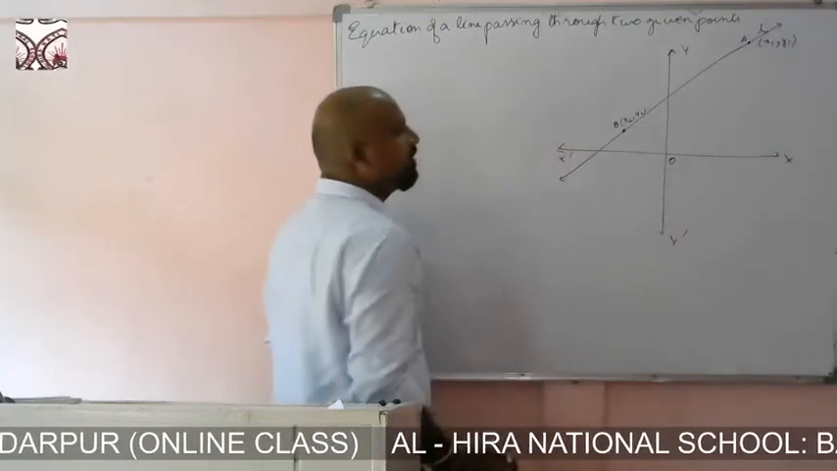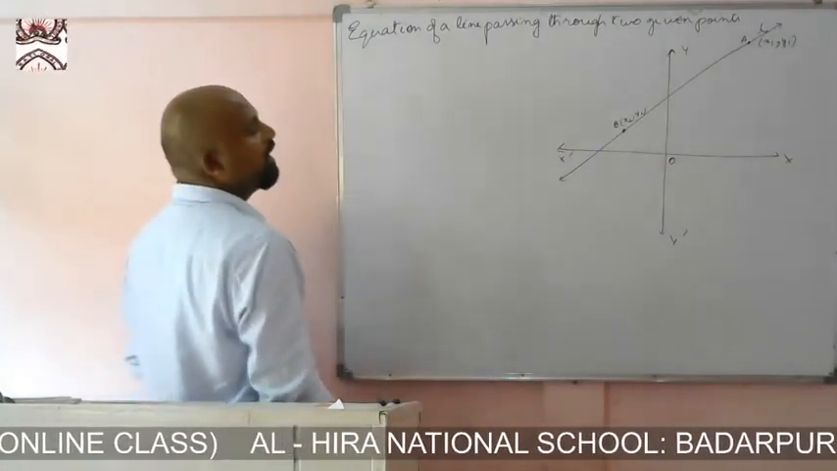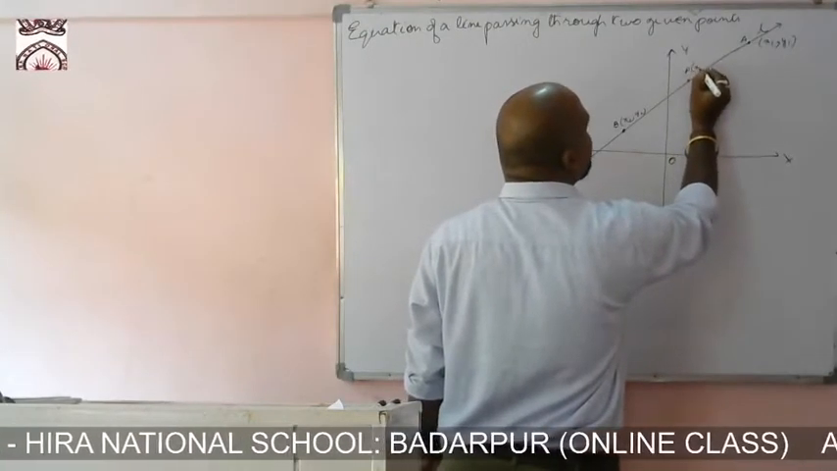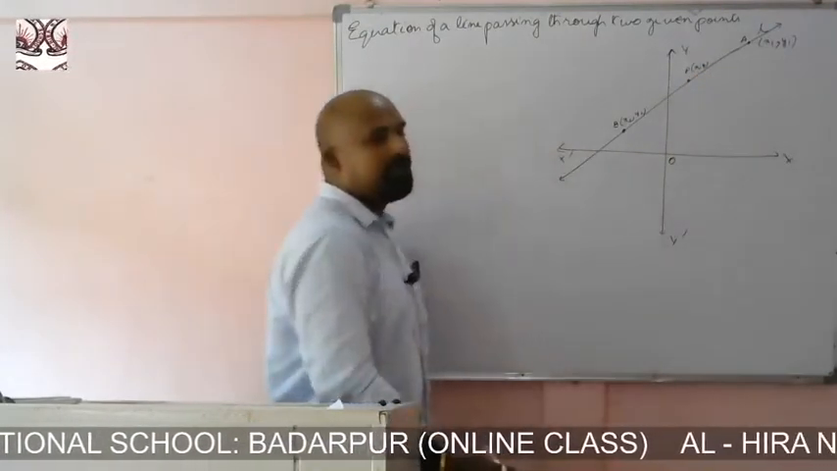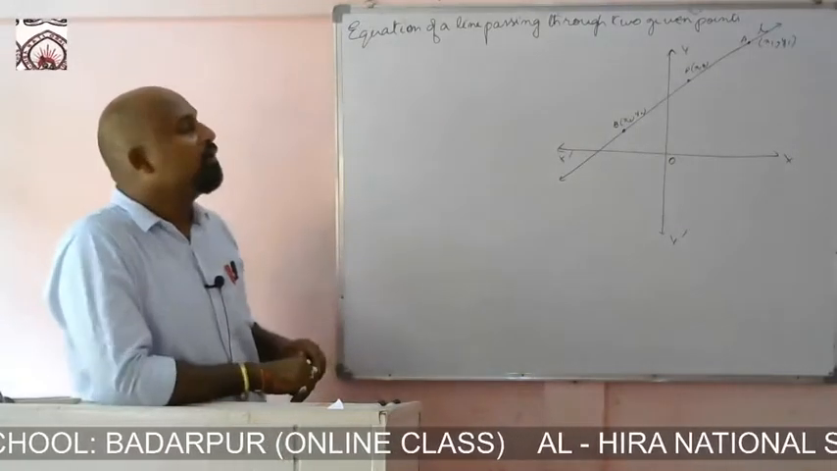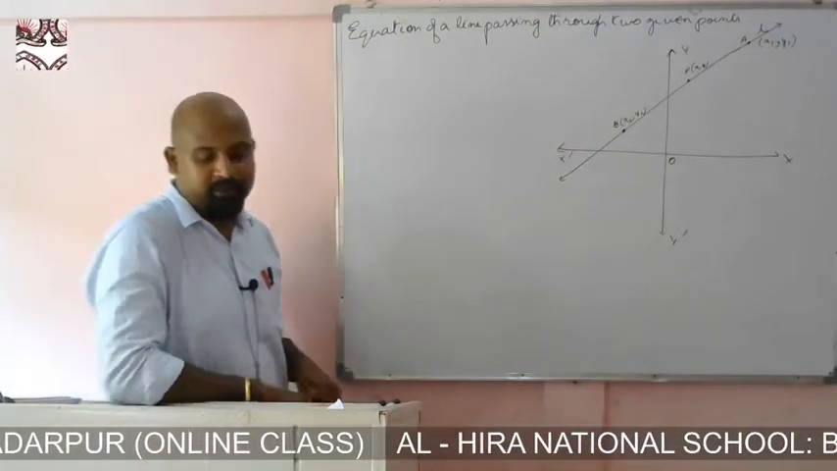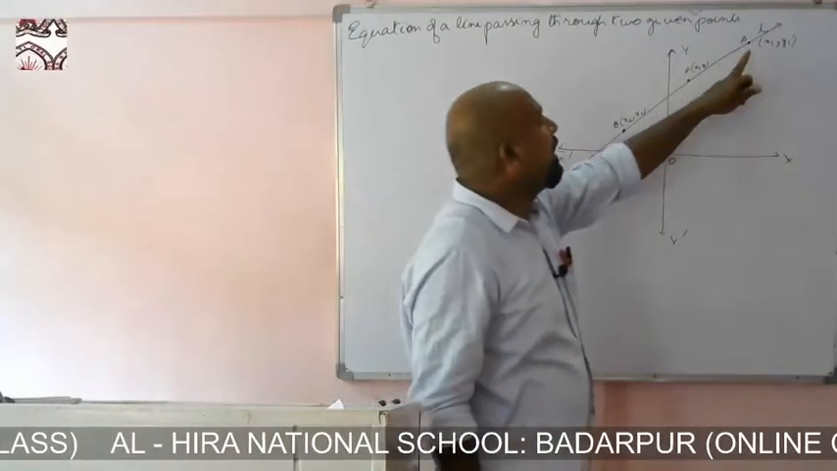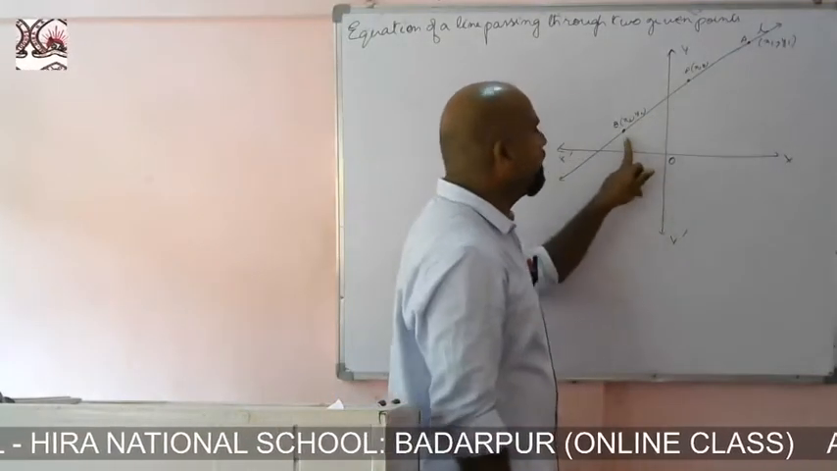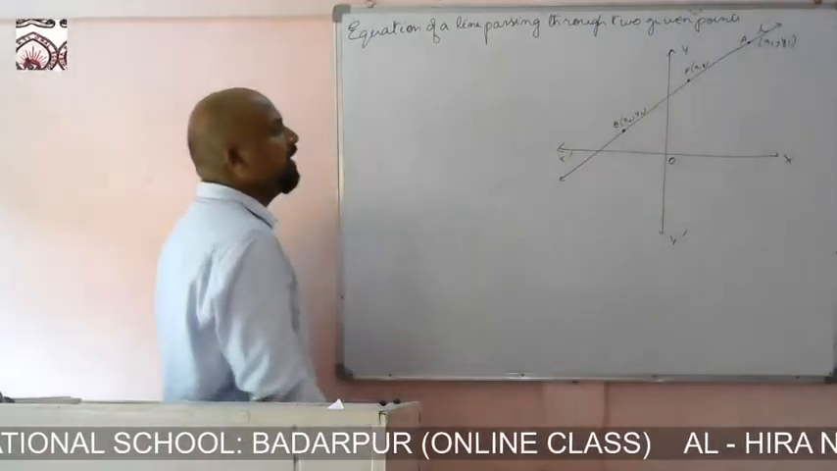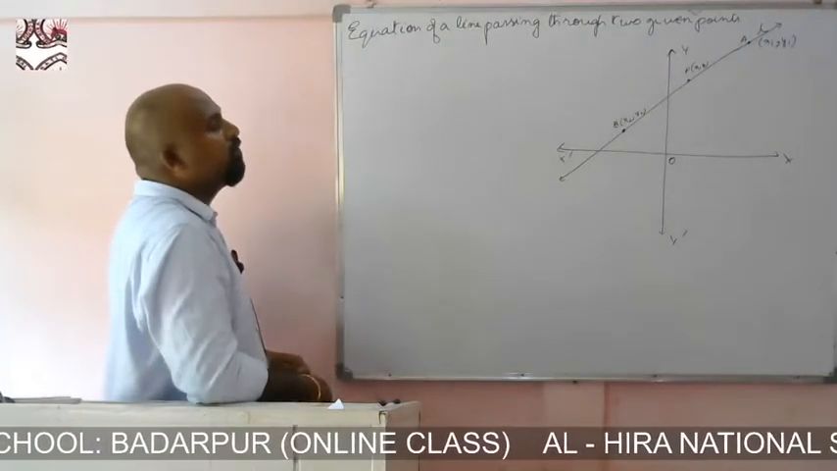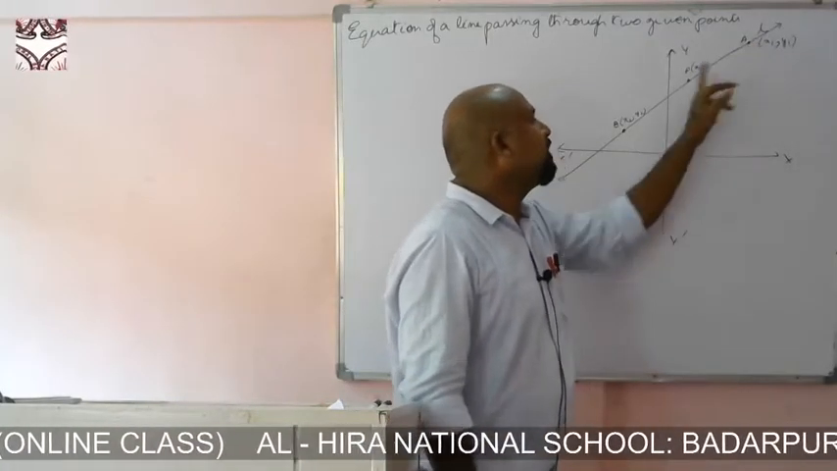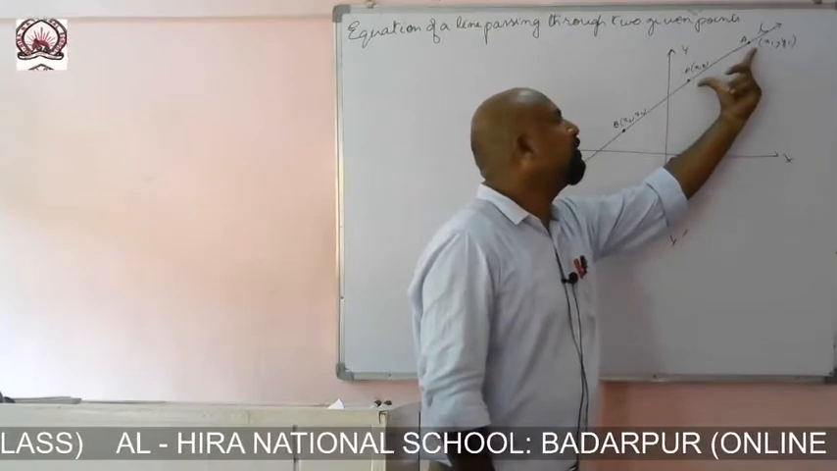Now we consider another point. Let us consider the point P, whose coordinate is (x, y). Now see, as the points A, P and B all lie on the same line, they are collinear. So the gradient of the line AB will be the gradient of the line AP.